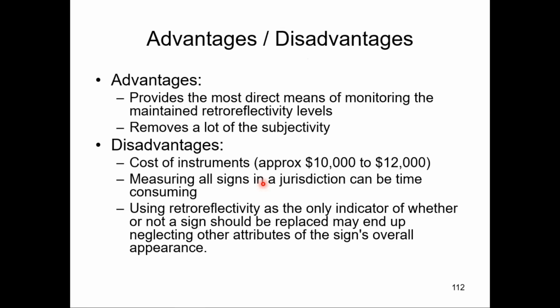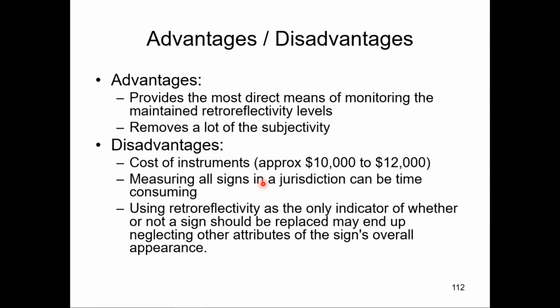What about advantages or disadvantages of this method? It really does provide the most direct means of monitoring the maintained retroreflectivity values. You can look at the average readings you've gotten, and you can compare that directly to table 2A-5 and see whether or not it is above or below the minimum. So from that standpoint, it does remove a lot of the subjectivity.